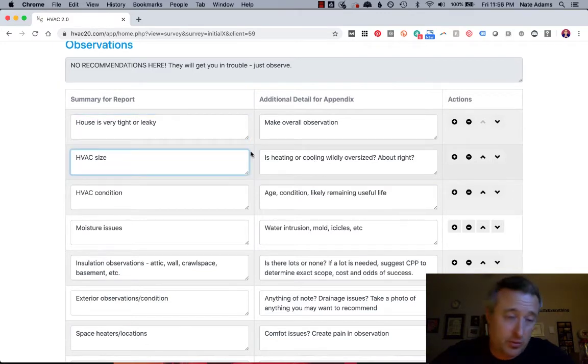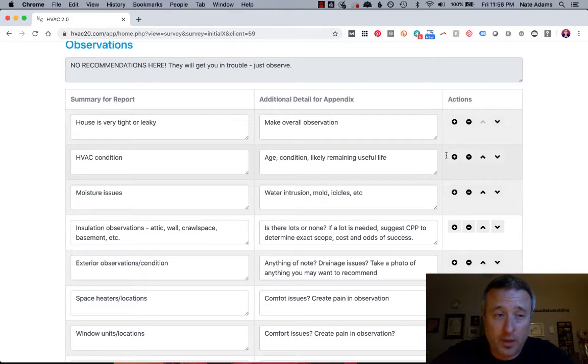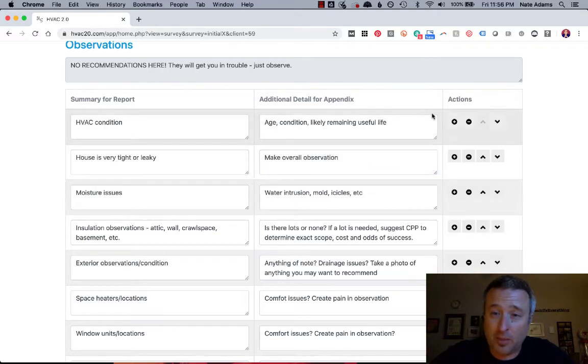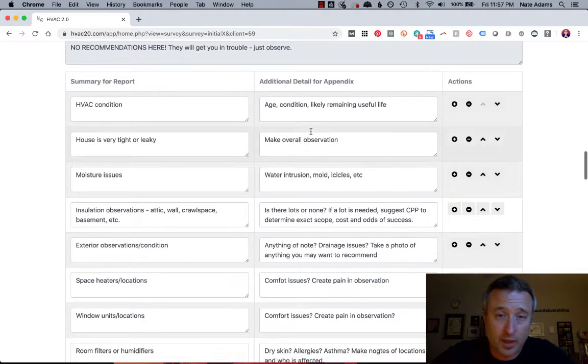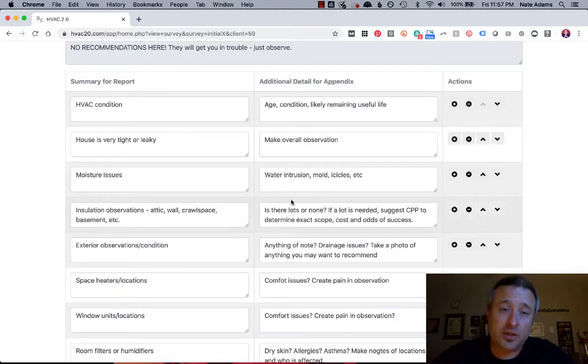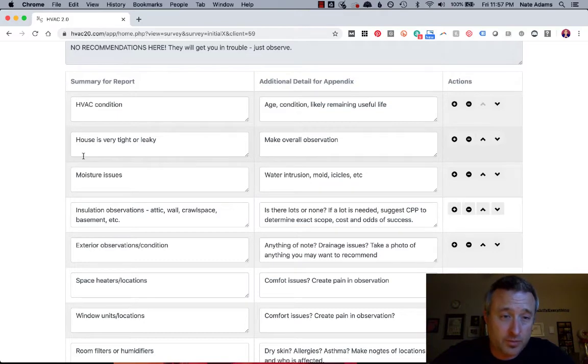HVAC size, is it really too big? And you don't have to use any of these, so say you don't want to talk about the HVAC size, you can just hit minus, and that will go away. And let's say that HVAC condition, it's on its last legs, it needs to go, it's 20 years old, 25 years old. If you want to put that first, you just hit this up button and see there it goes up. So very simple. And this process, it lives through all of this.